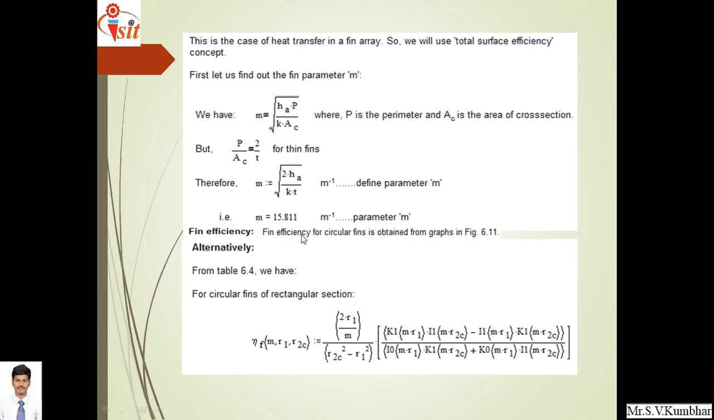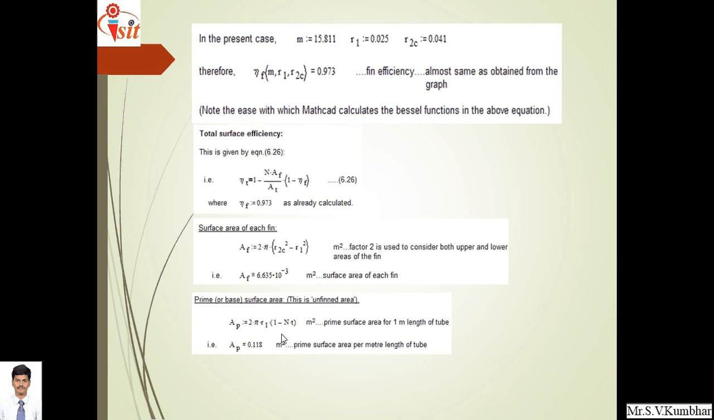Now fin efficiency can be calculated by this formula, just a modification of the earlier rectangular cross-section case, or you can adopt the usual method. In the present case, m is equal to 15.81, r1 is equal to 0.025, r2 is equal to 0.041. Therefore its efficiency is given as 0.973, that is 97.3 percent.